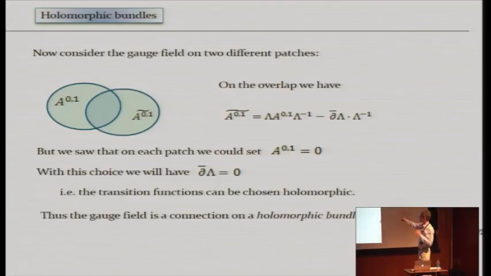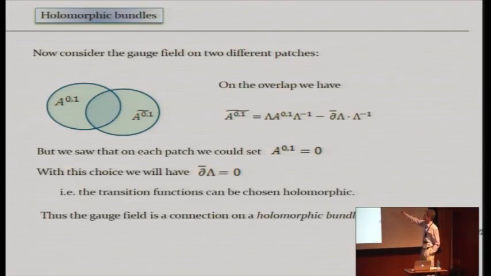Now, we saw that by applying a gauge transformation in each patch, we could set A01 to 0, and we could set A01 tilde to 0. So by doing these extra gauge transformations, we can set both to 0. And then you're just left over with this, right? With those choices of gauge, the lambda inverse, well, it's a group element, you get rid of it. You just find that del bar of lambda has to vanish, okay, which means that lambda is holomorphic.